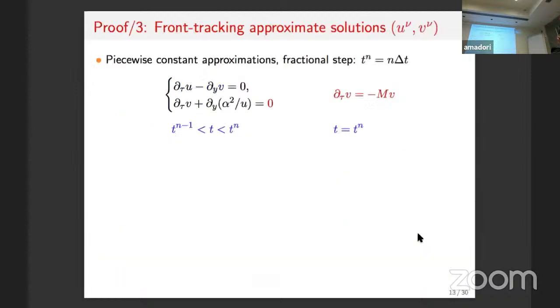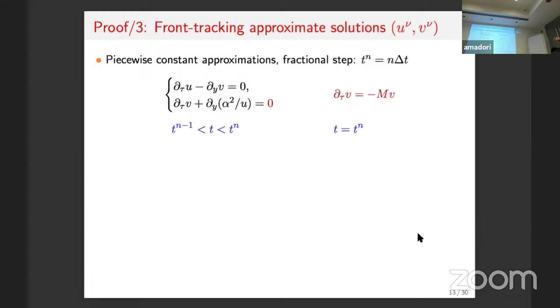Okay, so let me go further. The strategy that we employed is the one of practical approximations on the Lagrangian system. We produce piecewise constant approximations, and we employ a fractional step strategy, which corresponds, as is well known, to dividing the contribution, in some sense, of the system without the source term.